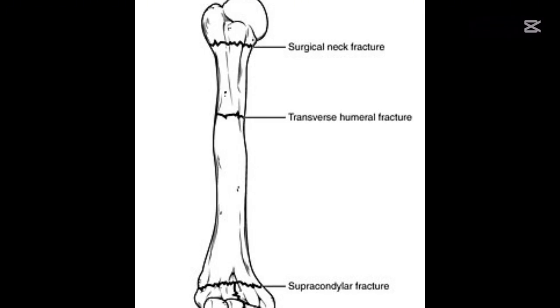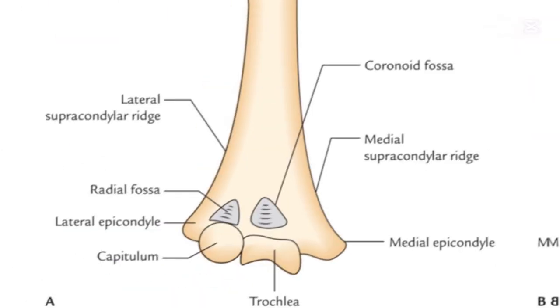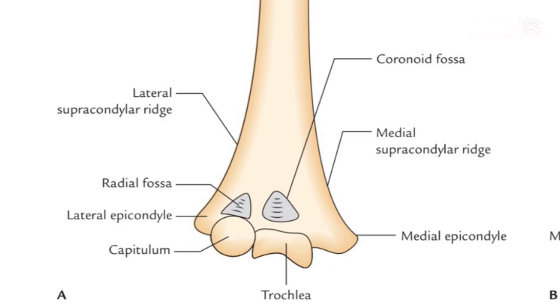I said the most prominent part is the medial epicondyle, not the lateral epicondyle. So the lateral epicondyle is not prominent. Also, if you damage your medial epicondyle, you are damaging your ulnar nerve, so there is what they call cubital tunnel syndrome. Don't forget.